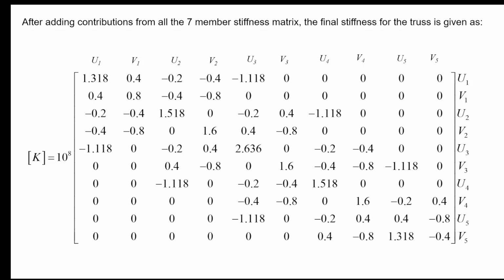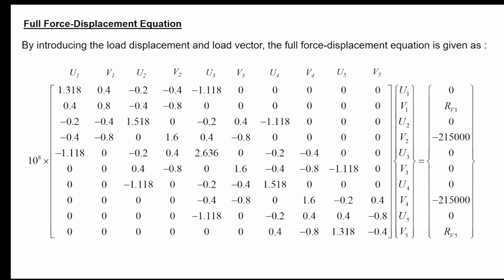Having done this, the next thing is for us to obtain our load force displacement equation. The force displacement equation is just, this is our stiffness matrix. We keep our stiffness matrix. This is the displacement vector. The displacement vector is arrived at by just taking the displacement at each of the nodes. At node 1, U1, V1. At node 2, U2, V2. Just like that to U5, V5. And then this is the force vector.